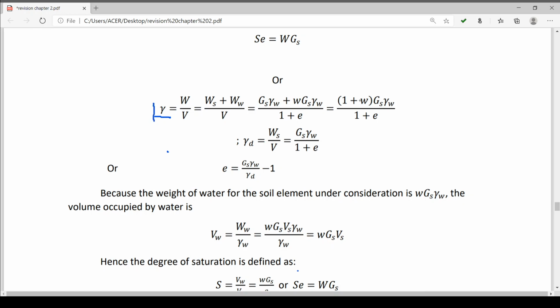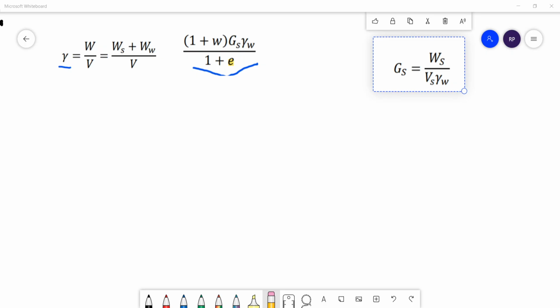So first of all, paano ba naging ganyan yun? Okay, kailangan natin i-prove na yung gamma natin, which is your moist unit weight, is equal to this one. So punta tayo dito. What we are trying to prove is that the unit weight gamma, the moist unit weight, is equal to this one.